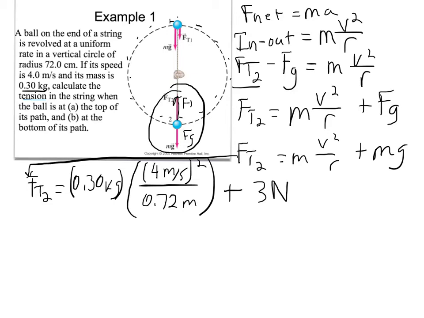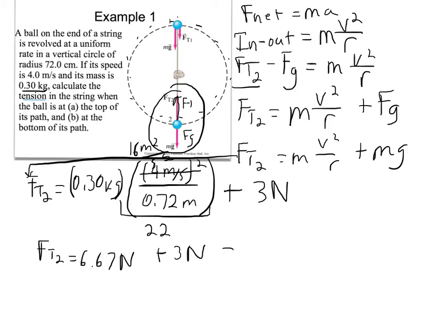So now I should get the same thing I did before. When I multiplied all this out before, I got 6.67. So that's 4 squared becomes 16 meters squared per second squared, divided by 0.72. And again, 16 divided by 0.72. So this part here becomes 22-ish times 0.3, and I get Ft2 equals 6.67 newtons plus 3 newtons, and that gives me 9.67 newtons.